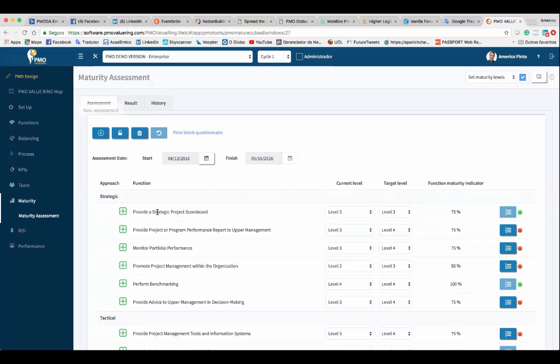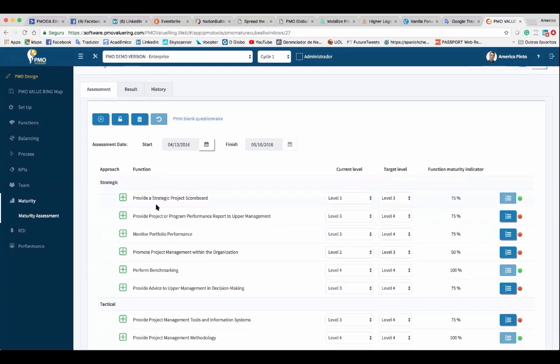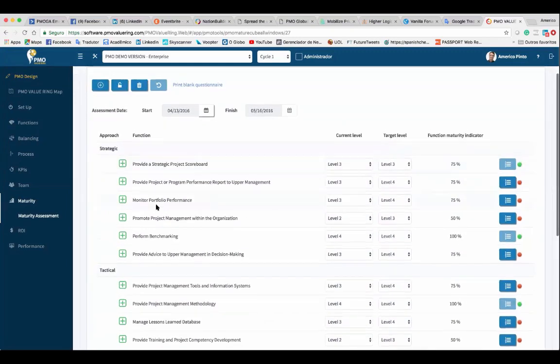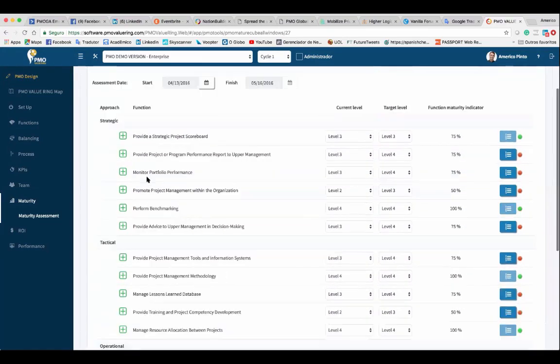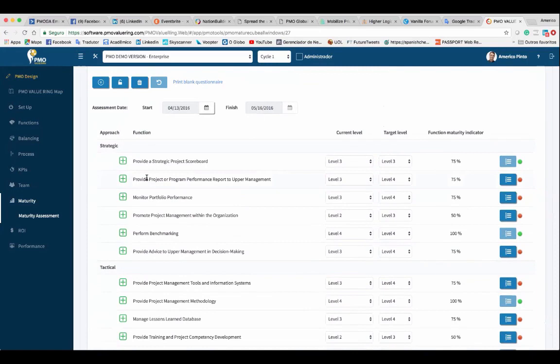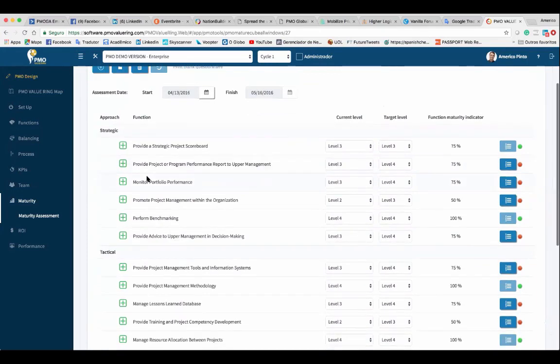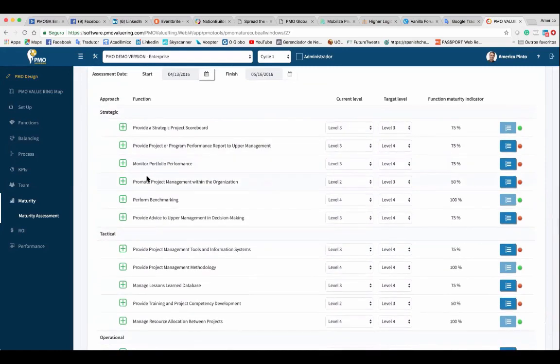Now we are seeing a demo assessment here, right? But we could create a new one if you want, at your free account. And you can see here all the functions that we have selected, but only the functions that we have selected on step number 2. Oh, Americo, I want to see all of them. Okay, so go to step number 2 and select all of them, right?